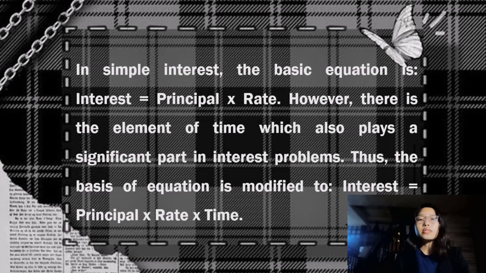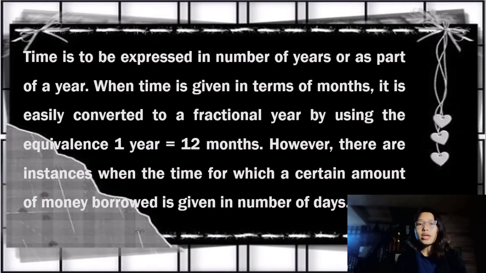In simple interest, the basic equation is interest is equal to principal times rate. However, there is the element of time which also plays a significant part in interest problems. Thus, the basic equation is modified to interest is equal to principal times rate times time. Time is to be expressed in number of years or as part of a year. When time is given in terms of months, it is easily converted to a fractional year by using the equivalence 1 year is equal to 12 months.